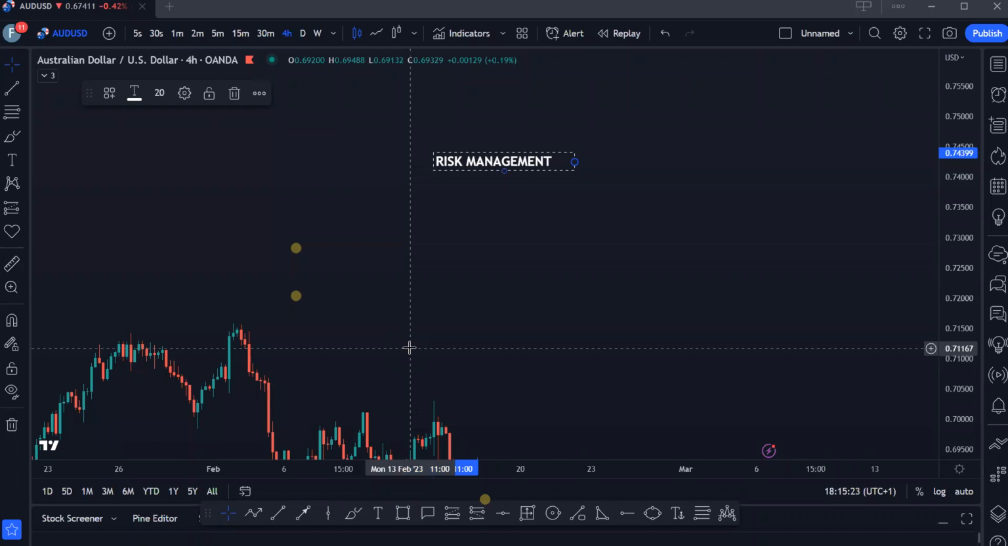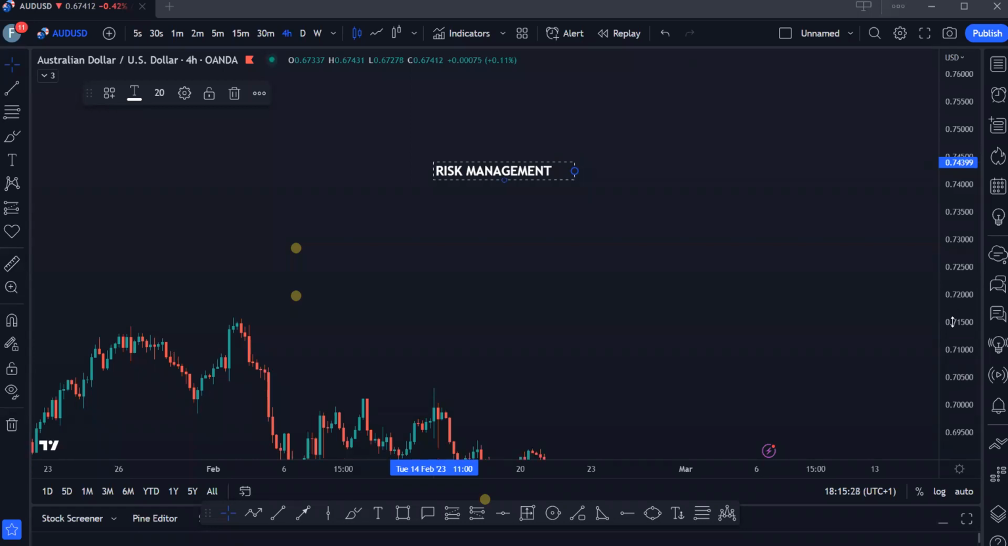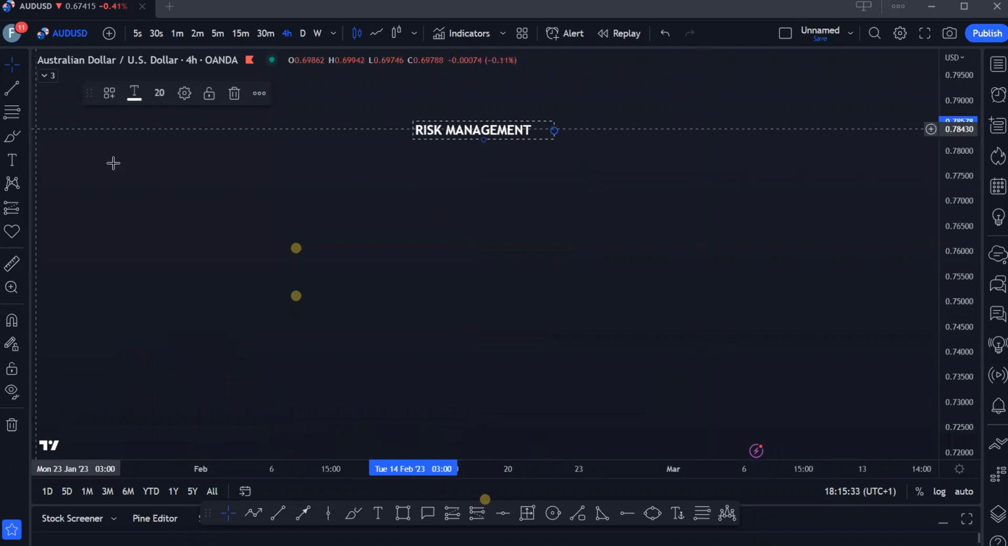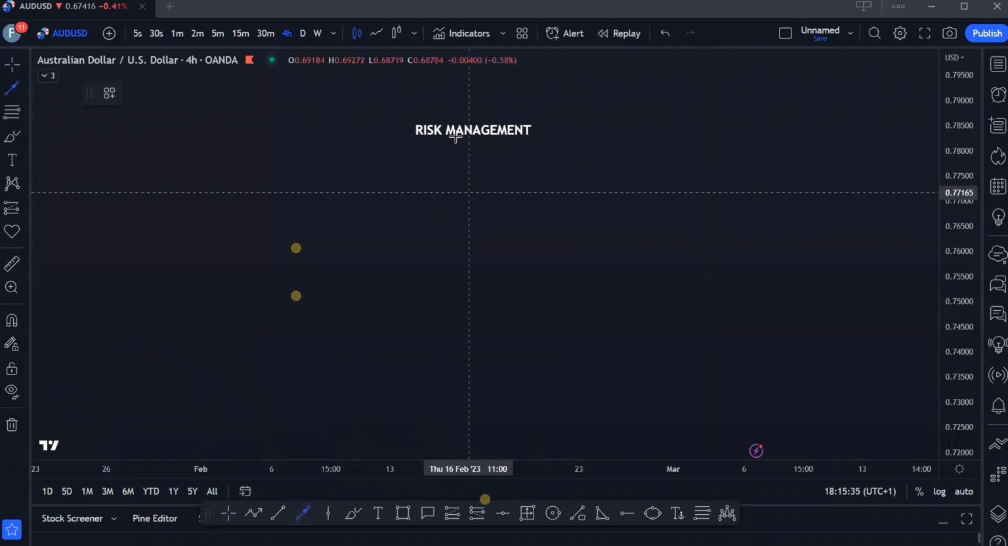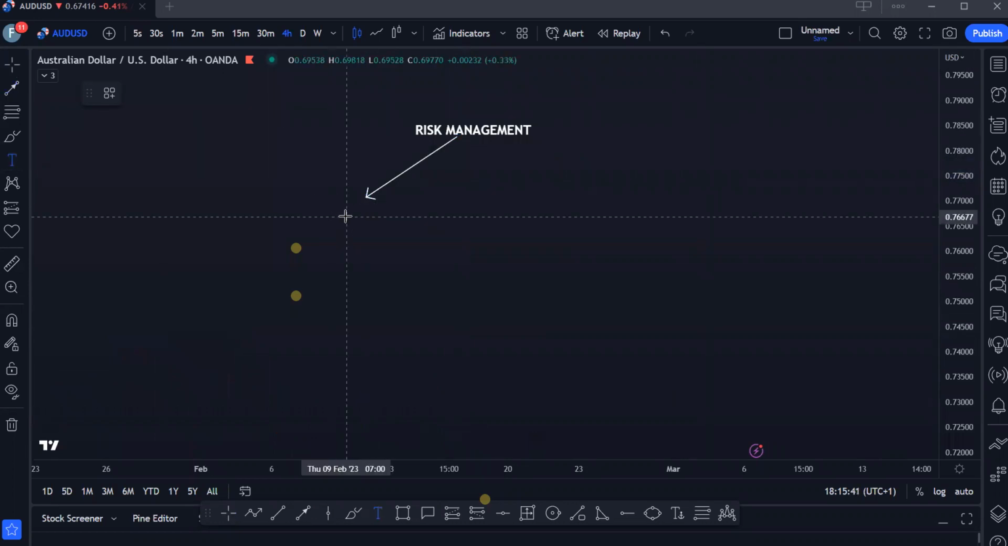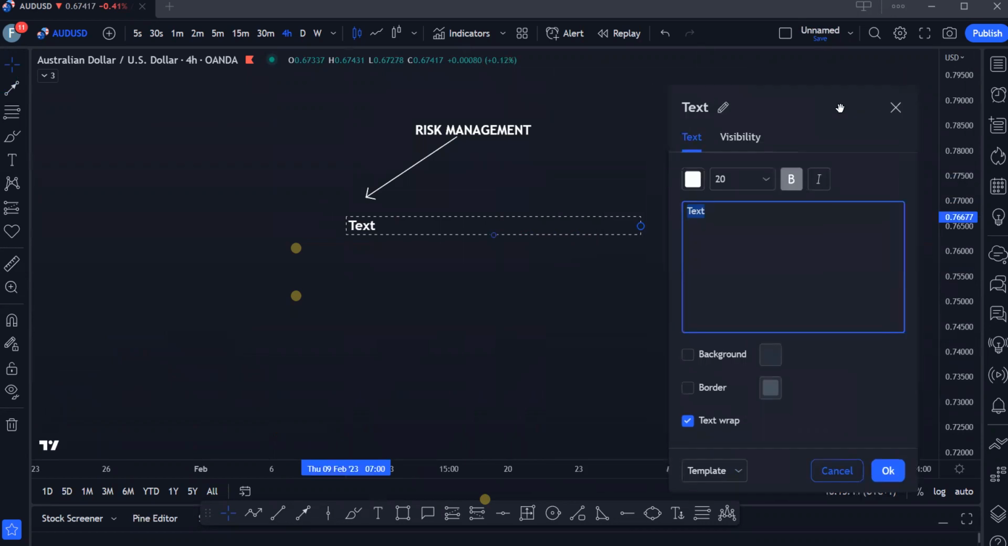The first aspect of risk management that I'll be talking about tonight, guys, is how you figure out the right lot size that you should be using per trade. That's the first aspect I'll be talking about: determining the right lot size per trade.